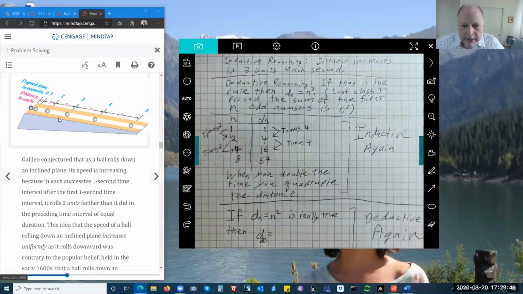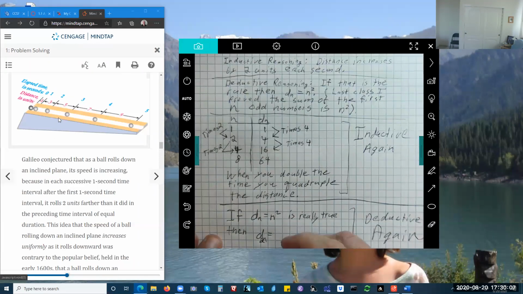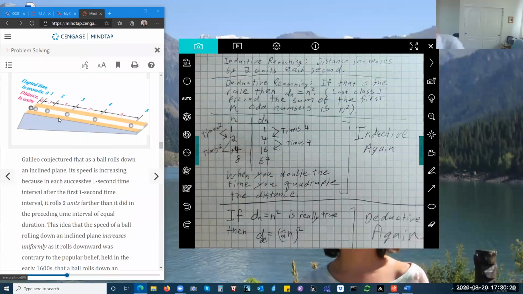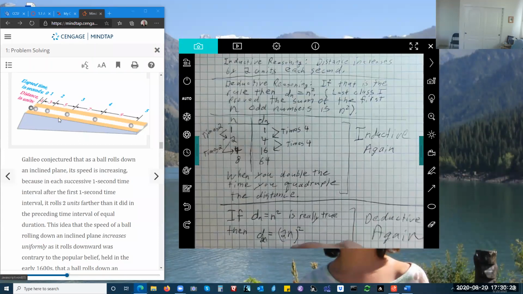So what if, instead of going n number of seconds, I go for a number of seconds twice as much, 2 times n? What if I go that many seconds, whatever number n might be? Now, the formula is saying you take the amount of time and you square it. So you take that 2n and you square it. And then you do the algebra, 2n times 2n.